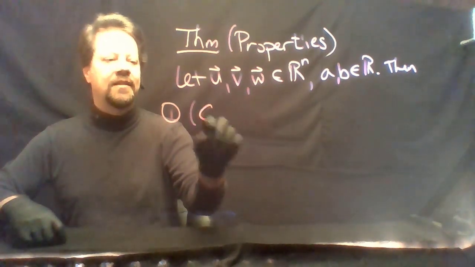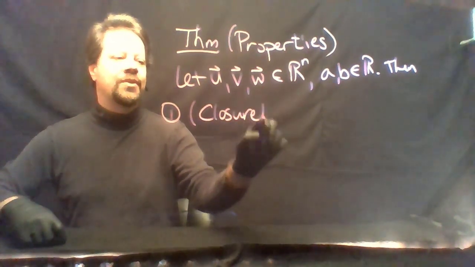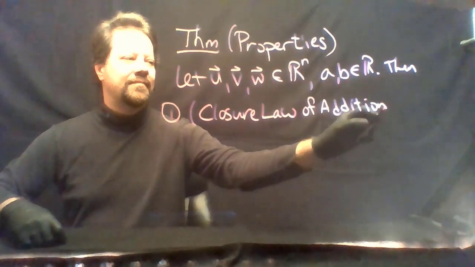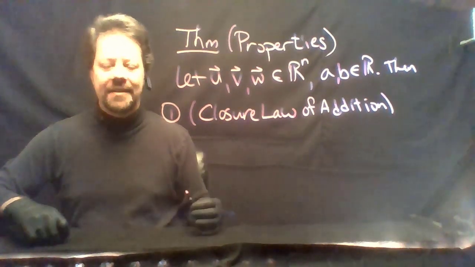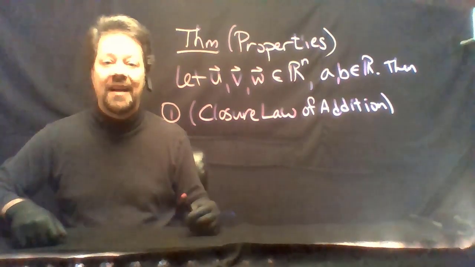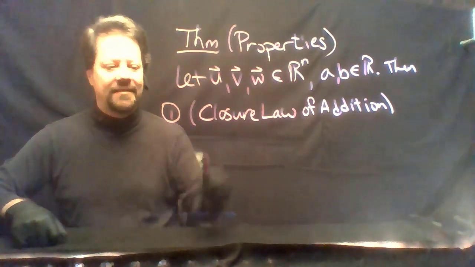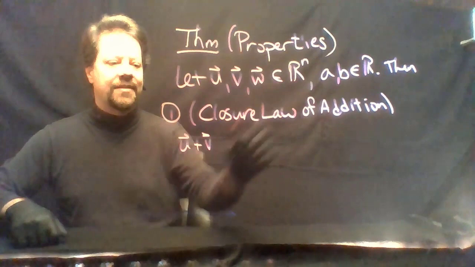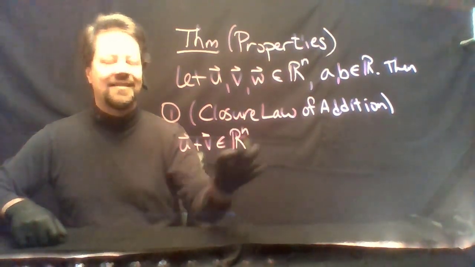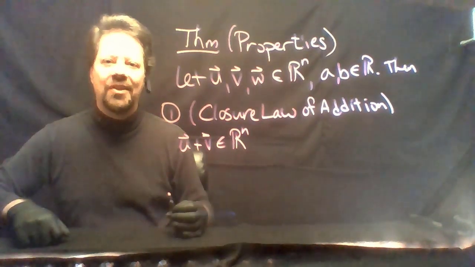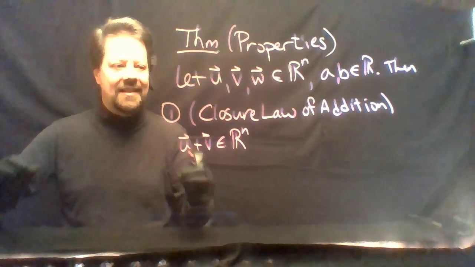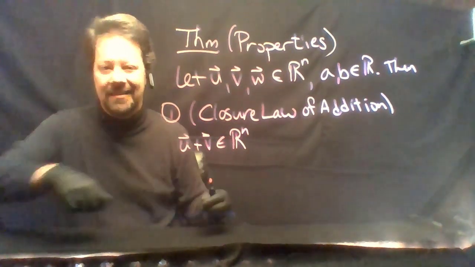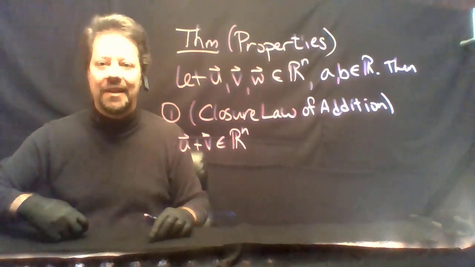First, we have the closure law of addition. This is so obvious that some texts don't include it. However, I like to emphasize this property so that you have it in mind. When you add two elements of Rn, you get something in Rn. That's called the closure law. You can't take two things in this vector space Rn and add them together and get something that's not in Rn. The set is algebraically closed under addition.